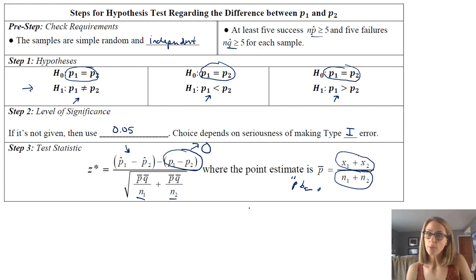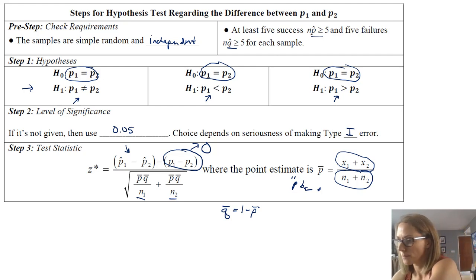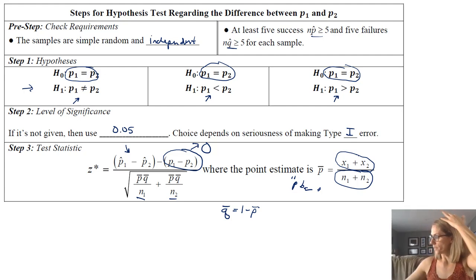And not surprisingly, your q-bar is just 1 minus your p-bar. So that's all that is. All right, we're almost ready for an example.